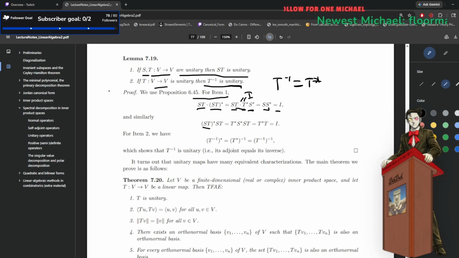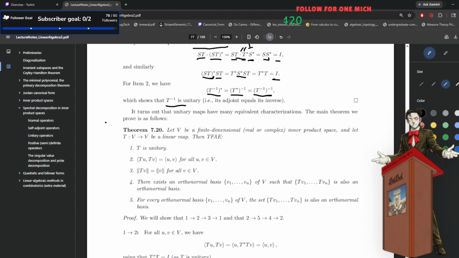Now we have (ST)*(ST). Well, you're just going to get the inner part also being the identity, and the outer part all being the identity. Now we have (T^-1)* is the same as (T*)^-1, which is equal to (T^-1)^-1, which is just T, which shows that T inverse is unitary, i.e. its adjoint equals its inverse. Now, it turns out that unitary maps have many equivalent characterizations. The main theorem we prove is as follows.